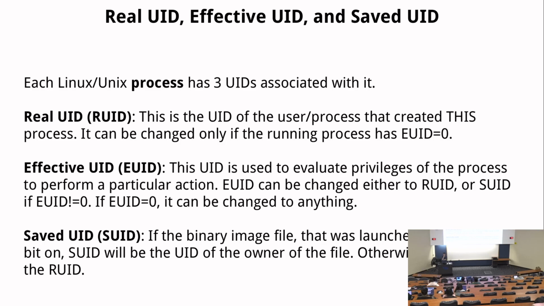Another one is called effective UID. This is the ID that is usually used to check the privilege of the process. Also, there is a saved UID. That one, in most cases, is not that important.